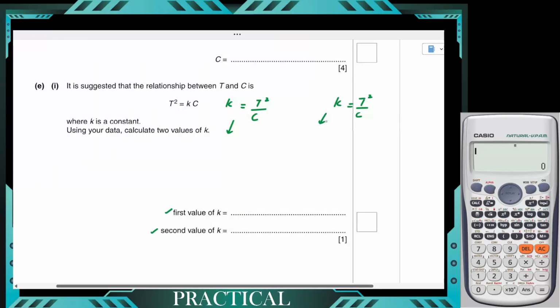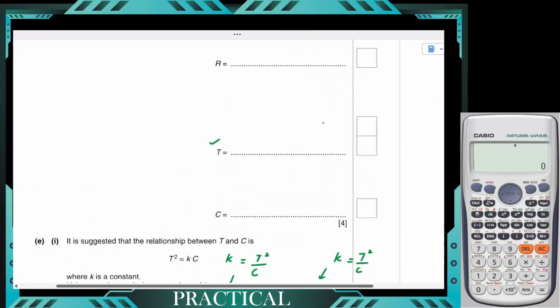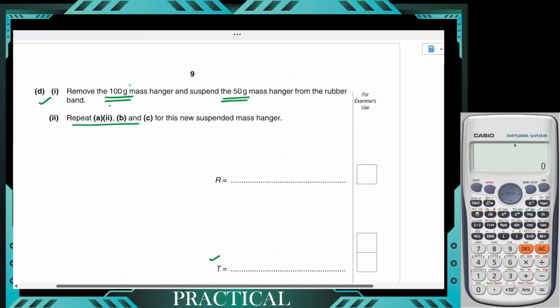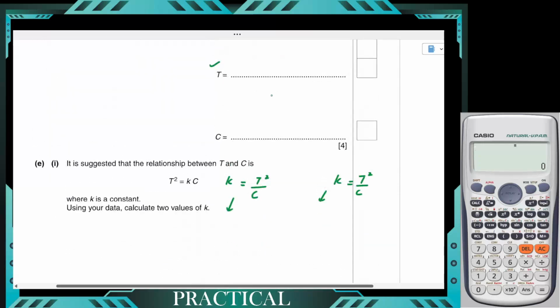And the second value of K would be obtained through the second set of data. Once you replace the 100 grams mass hanger with a 50 grams mass hanger, it could be anything depending on the question. But once you remove the first apparatus and replace it with the new one, then you get the second set of data. From there you can find the second value of k.